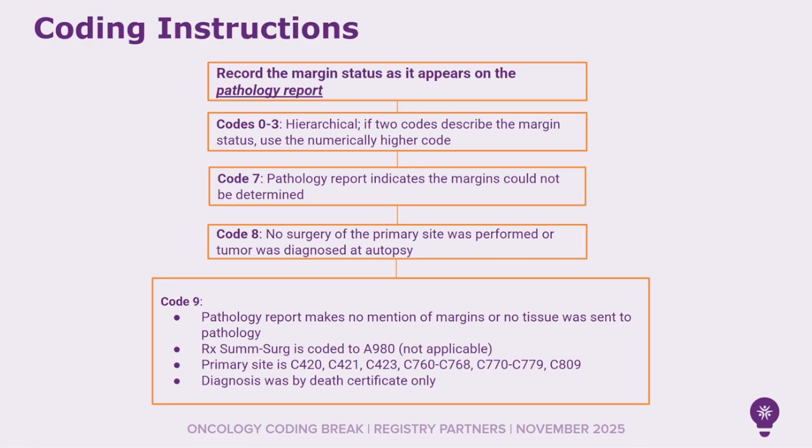Margin status helps determine residual disease, pathologic stage, prognostic indicators, and quality of surgical and pathology reporting. Accurate coding of surgical margins ensures the integrity of cancer registry data and supports clinical decision-making, research, and quality improvement efforts. This month's Oncology Coding Break provides several scenarios demonstrating accurate coding of surgical margins of primary site.